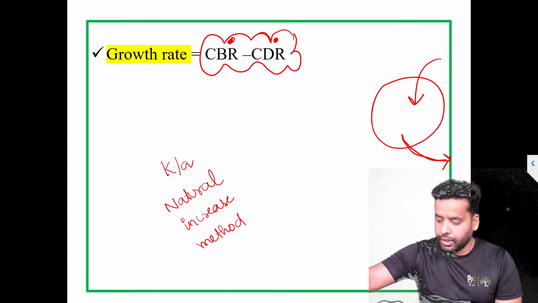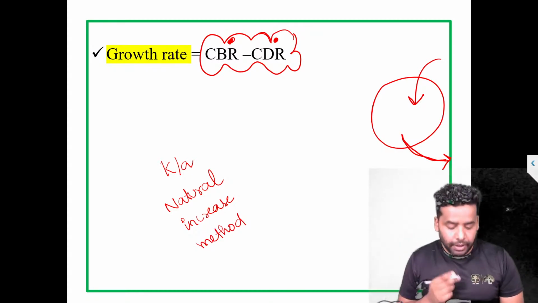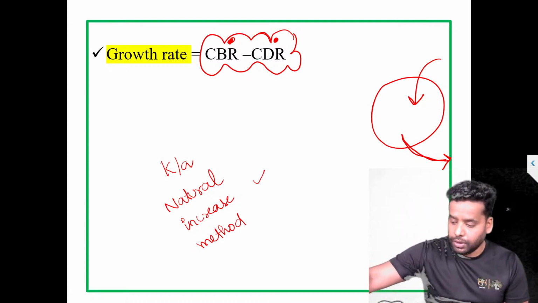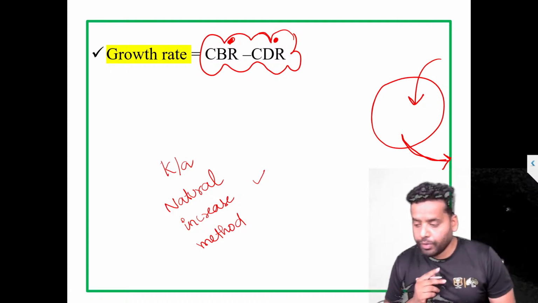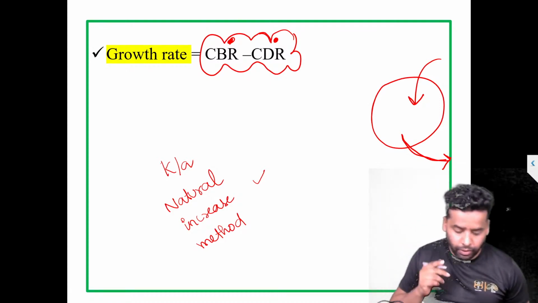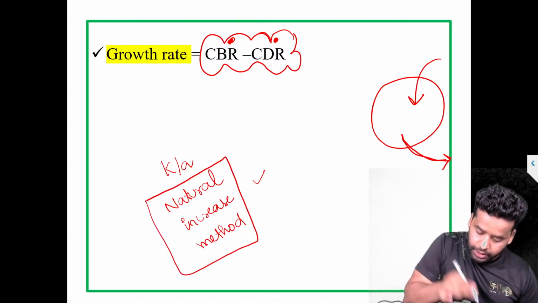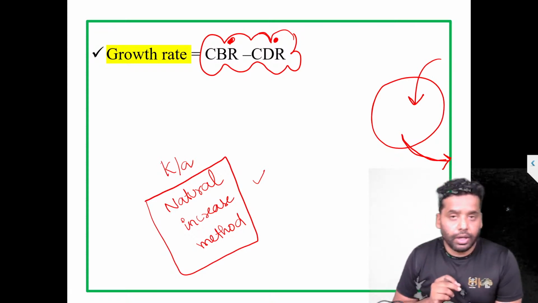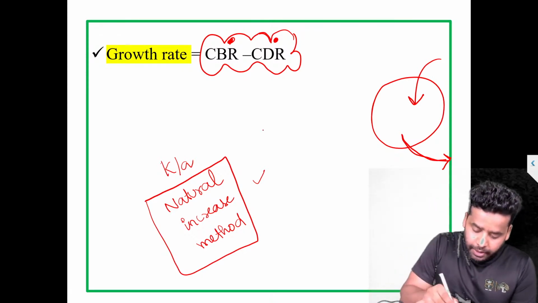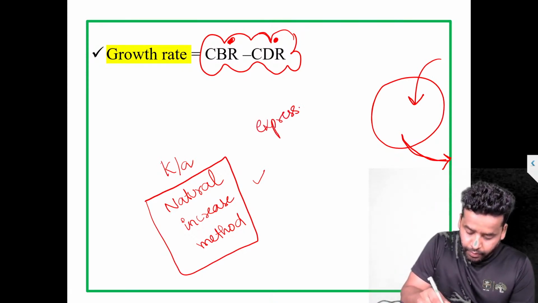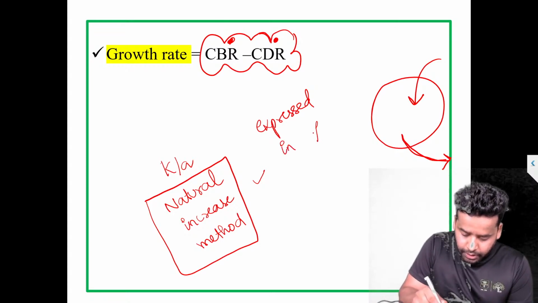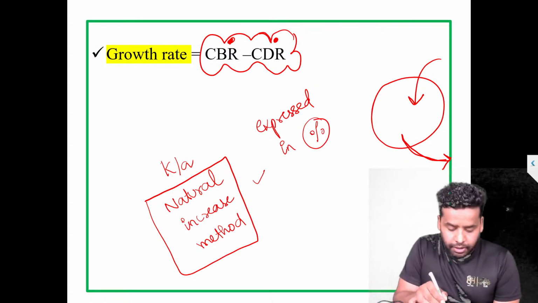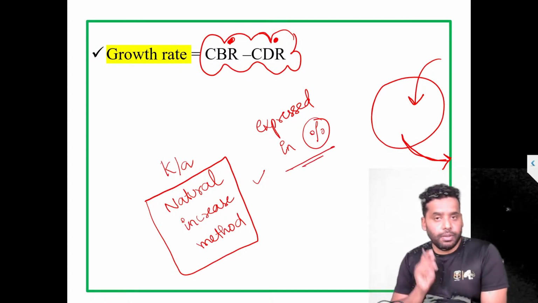True or false? See the next question. Natural increase method is used to estimate growth rate of the population. True or false? Highlight this word, natural increase method. Very, very important point. Whenever you are calculating growth rate, it is expressed in percentage, per 100. Write this point also.